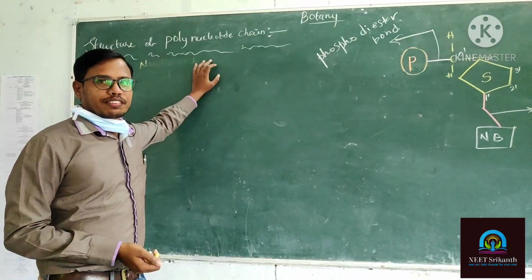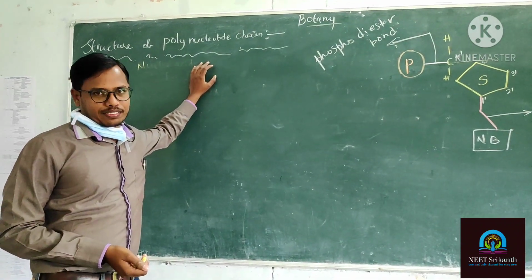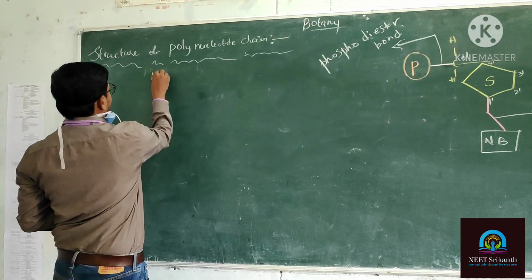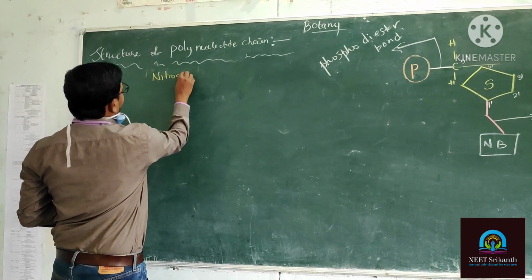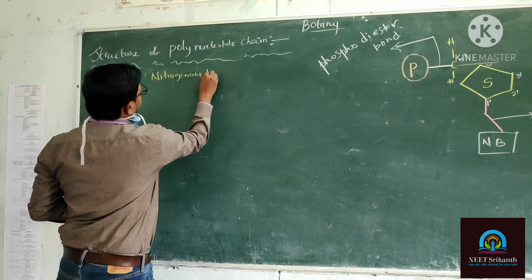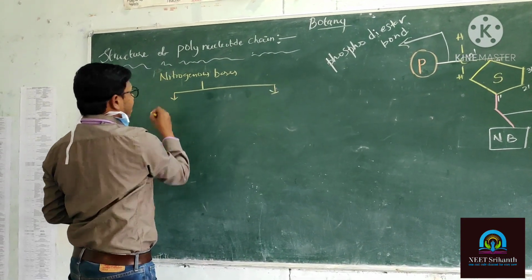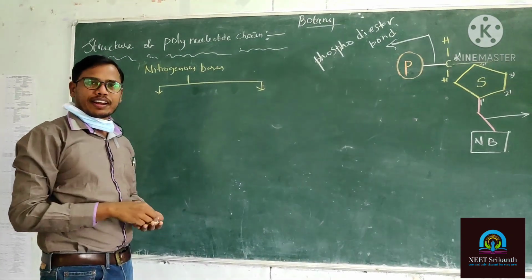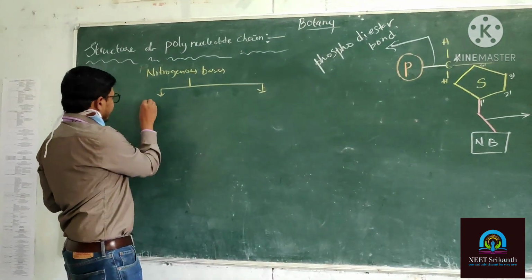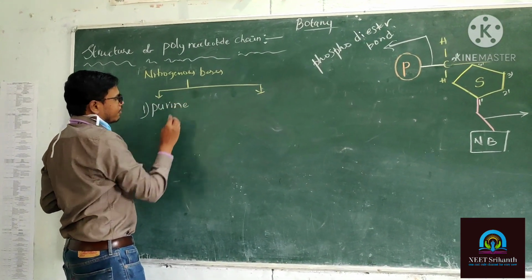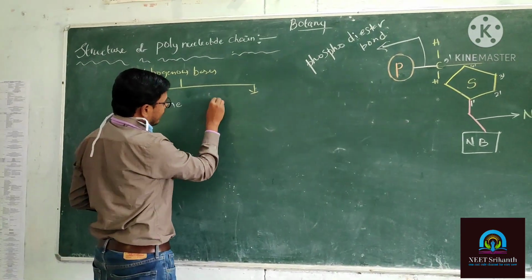Now we are going to discuss the nitrogenous bases. Generally, nitrogen bases are 2 types. How many types of nitrogen bases are there? 2 types. First one is purine, and the second one is pyrimidine.